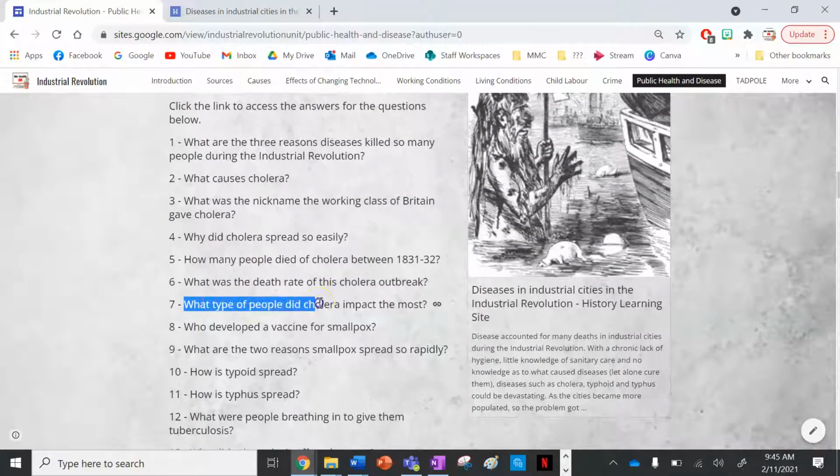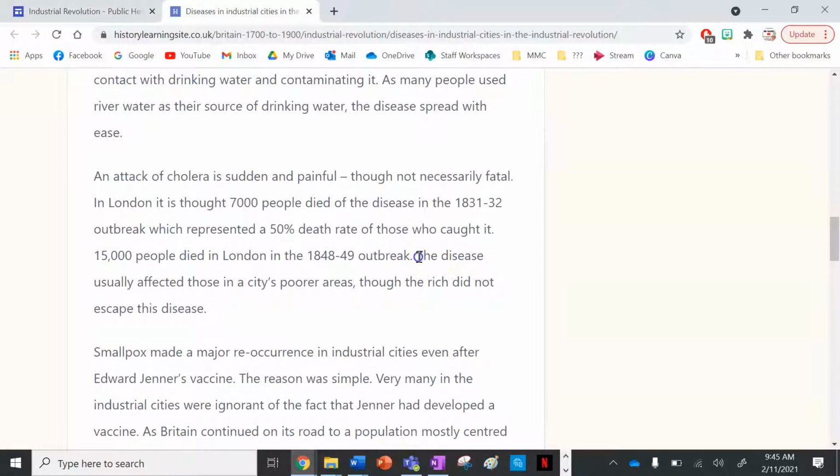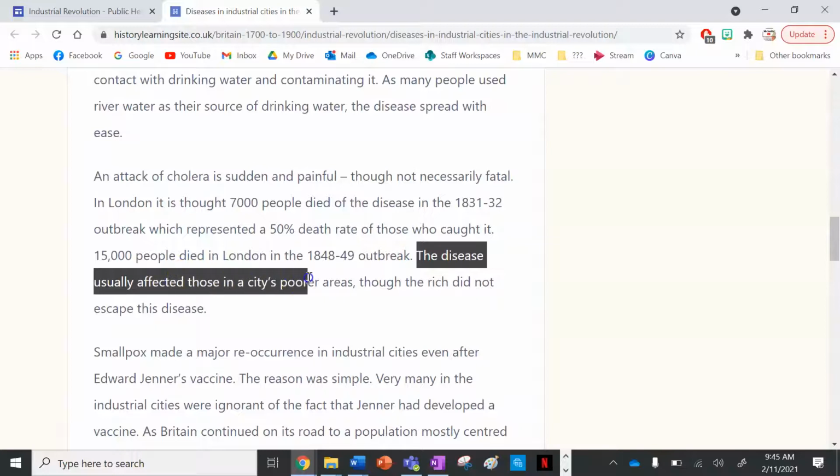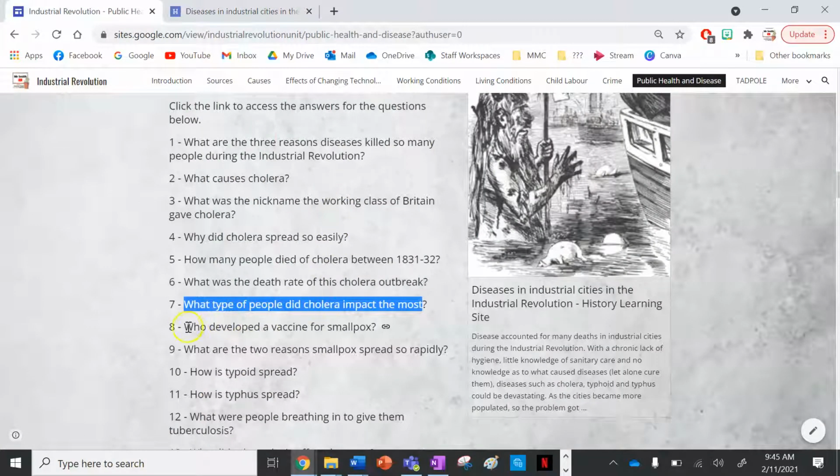What type of people did cholera impact the most? That answer is down here. The disease usually affected those in the city's poor areas, in particular the working class that slaved themselves away for 16 hours a day, though the rich did not escape the disease. So mainly poor people is your answer for number 7.